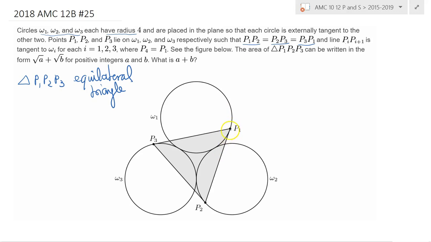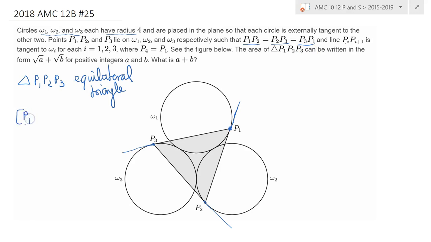So for instance, in our triangle P1P2P3, if you extend this one, it would be tangent. This is a point of tangency, and so on. If you extend this, you have a point of tangency between P2P3 and the circle omega 2. And the same way here, you extend this one, you have a point of tangency here. Finally, the area is what we are interested in figuring out.